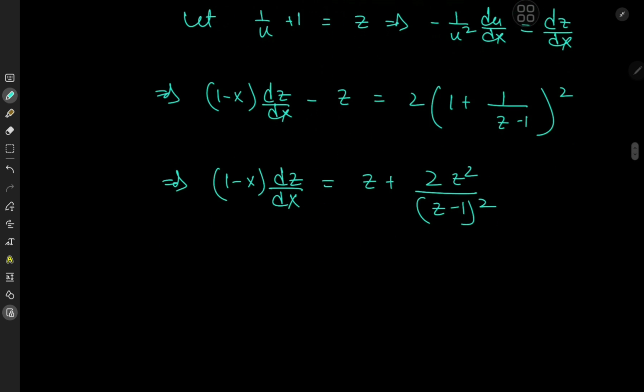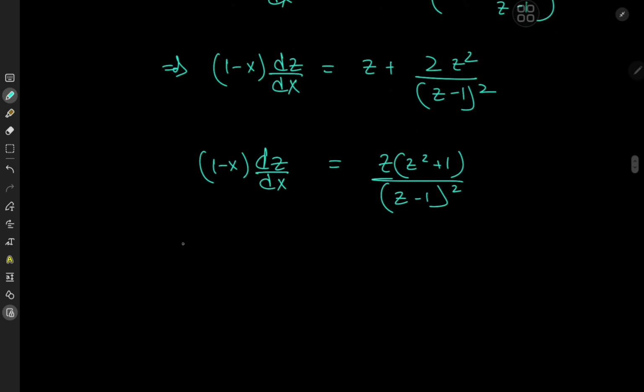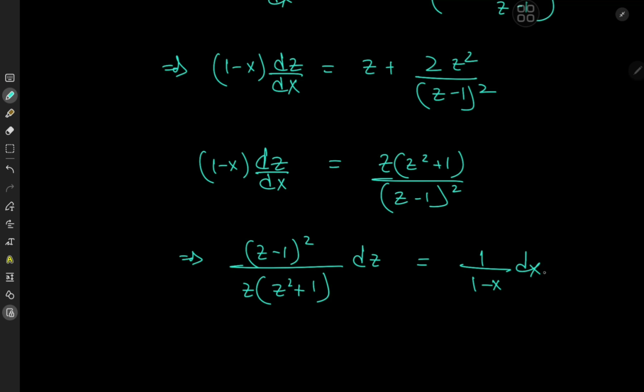And again, some further simplification, you can carry out the algebra yourselves. We would get z times z squared plus 1 as the numerator, and of course we're dividing by z minus 1 whole squared. Now this is a nice innocent looking separable differential equation in z and x. So let's solve it like that. We have z minus 1 whole squared divided by z times z squared plus 1 equal to 1 minus x, no wait, the reciprocal of 1 minus x dx.